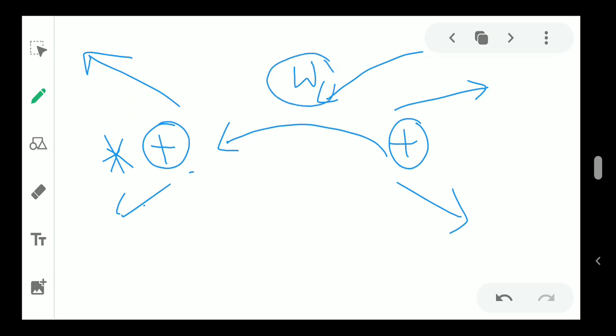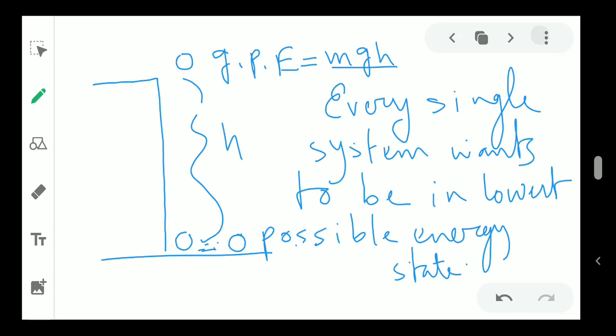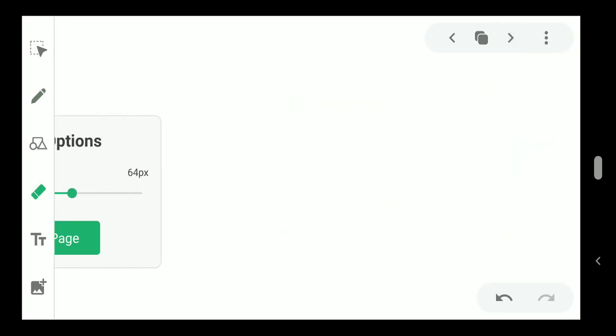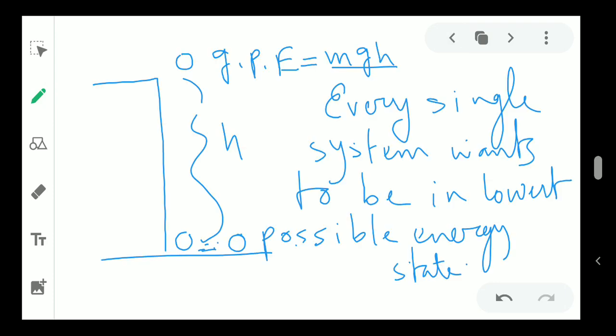If you do the work, this work will be stored in this charge as potential energy, because you are changing the configuration. So when you release that charge again, you will see that the charge runs away, so that it can release the energy as kinetic energy. So everything in the universe always wants to stay in the lowest possible potential energy state. Or lowest possible energy state, you better say.